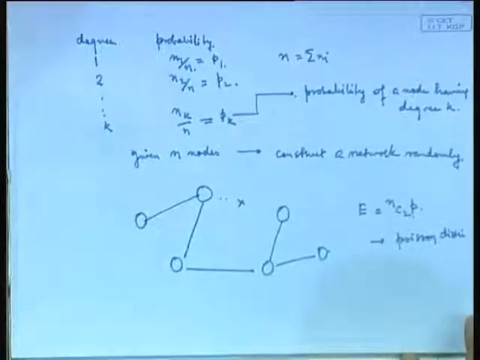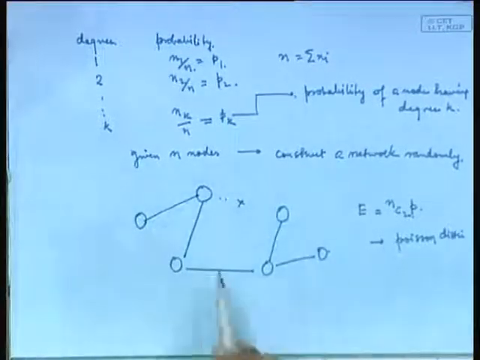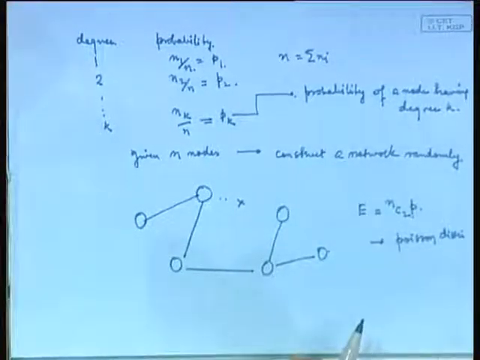Degree distribution will become Poisson. No, it is not 1 by NC2. Everybody will not have 1 by NC2. You will see this is basically a Bernoulli trial which you are doing. So, it will come to Poisson.